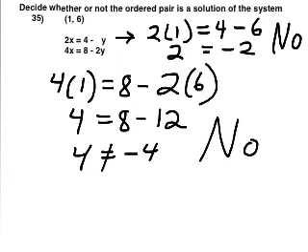Actually, it just has to not work in one of them, and it's not a solution to the system. If it works in one of them, it'll be a solution for that one. But no, not a solution.